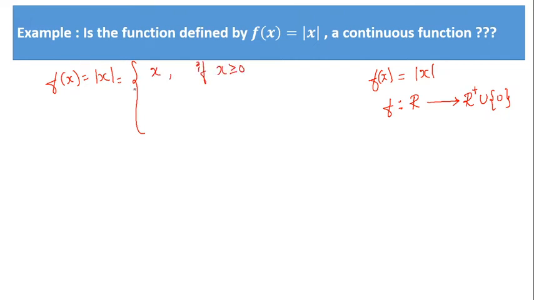What do you mean by it is equal to x if x is greater than or equal to 0? X greater than or equal to 0 means the values are always positive. So if the entries are positive, then you don't have to change anything. You have to write the same value.